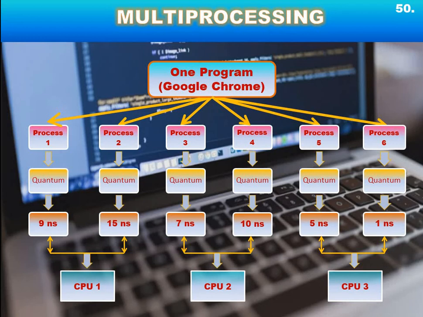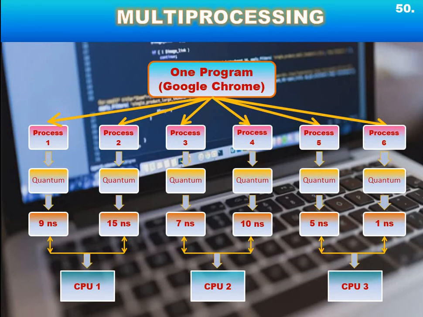This diagram is also there in order to give you clarity about the working of multiple processors. There are multiple processors present there. There are 3 processors or CPUs present there: CPU 1, CPU 2 and CPU 3. Now you can see that there are 3 processors or CPUs present inside a computer, and there is only one program which the user is using, that is Google Chrome.